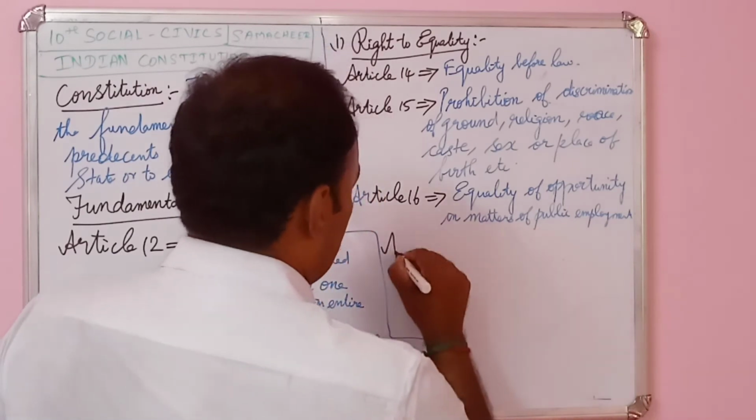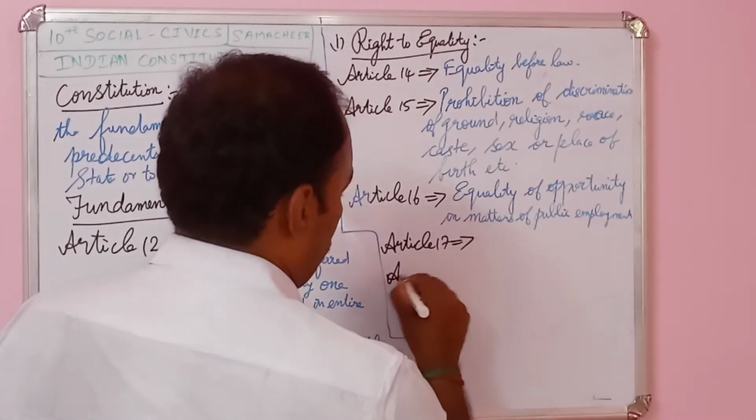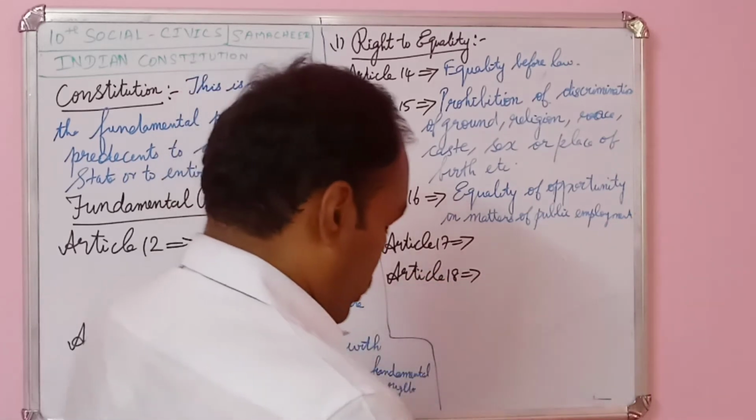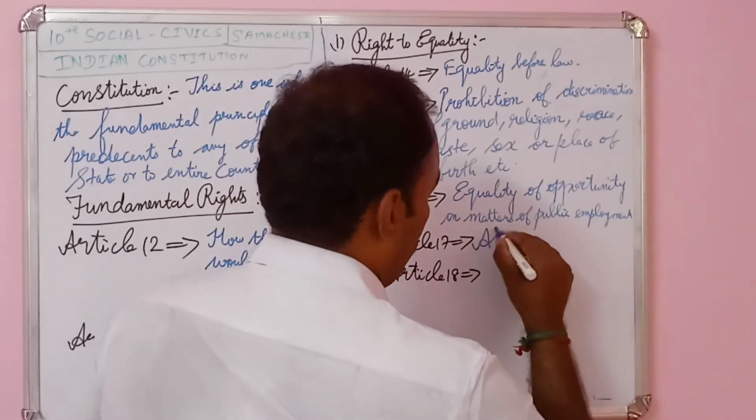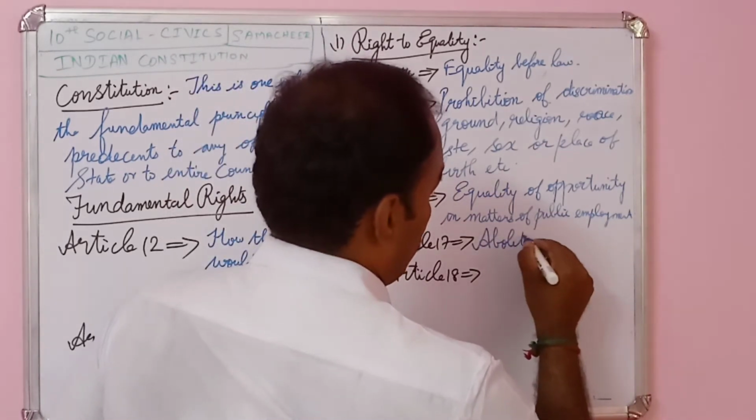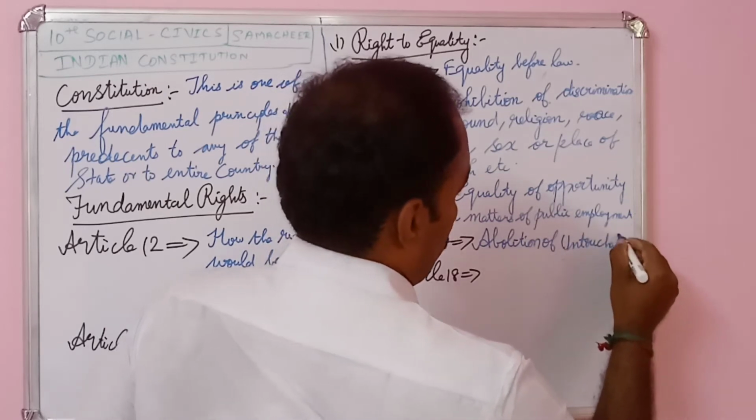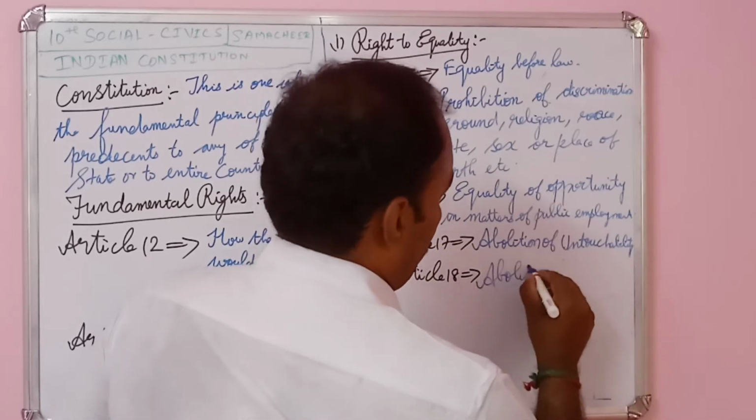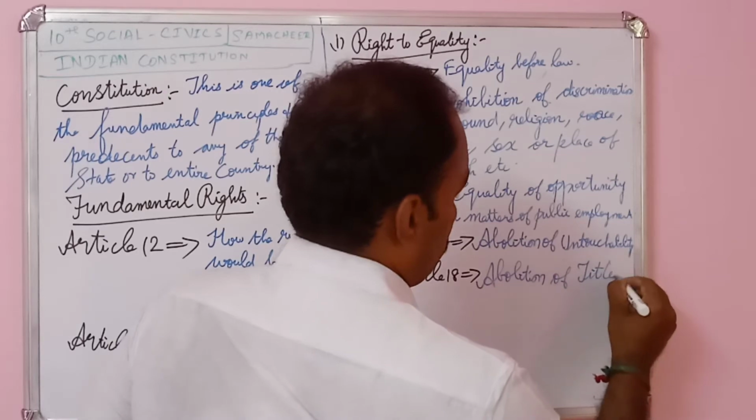The next one is Article 17, abolition of untouchability. Article 18, abolition of titles.